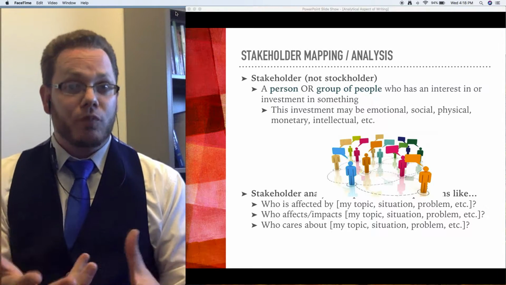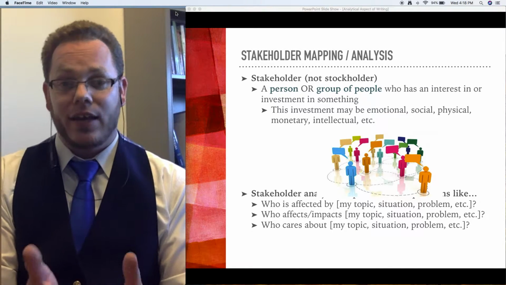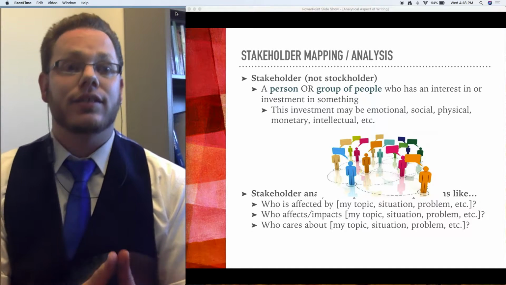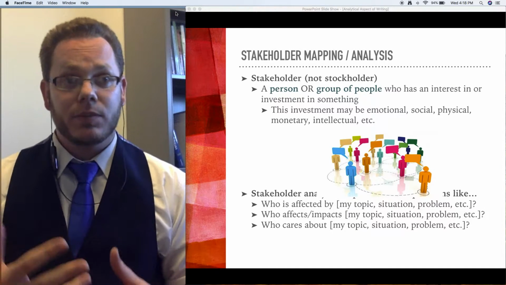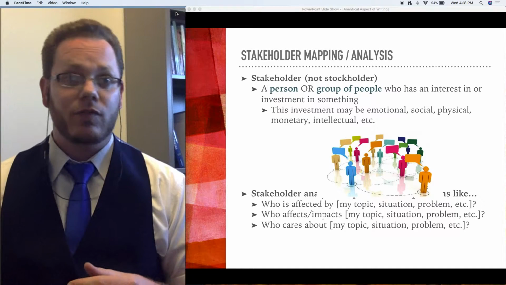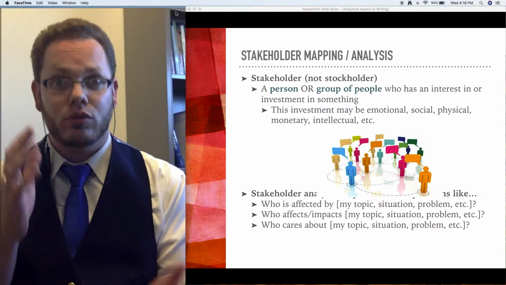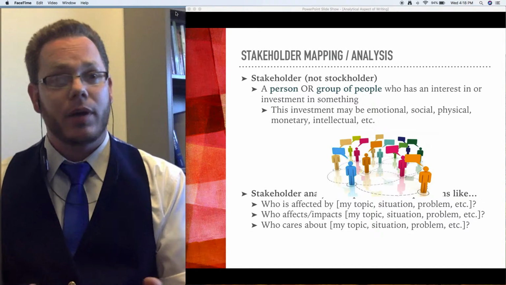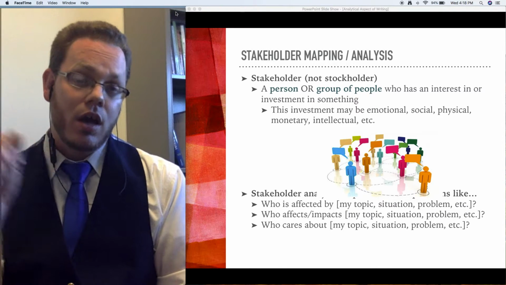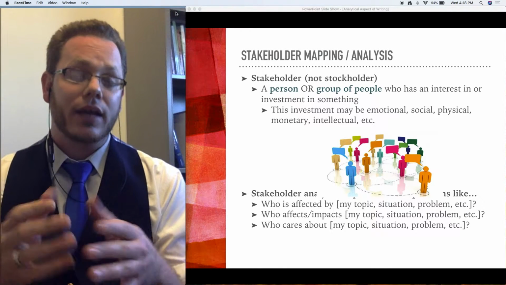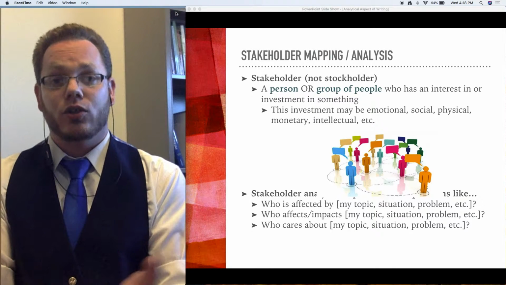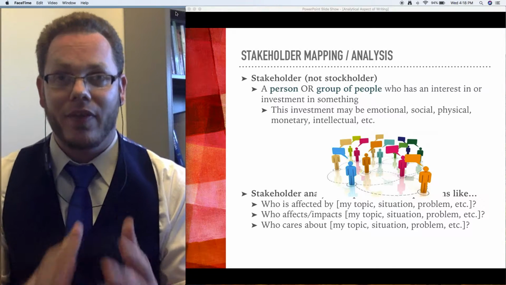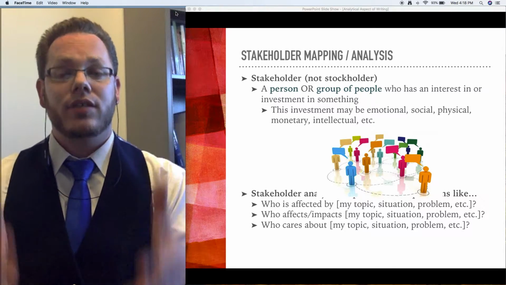Stakeholders are people or groups of people. That's what makes this a unique form of analysis. They have an investment that may be emotional, social, physical, monetary, or intellectual. On some spectrum that you can come up with, people are affected or affecting, impacted or impacting this thing that you're trying to understand better. That's what makes them stakeholders.